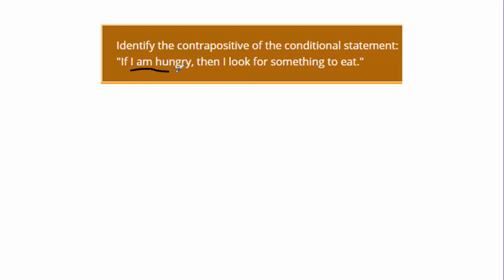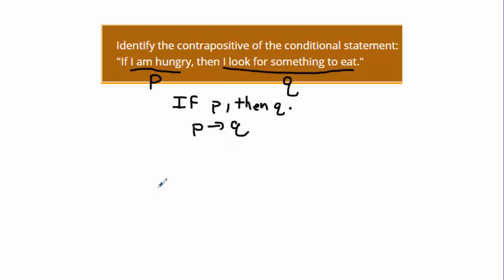So I'm going to identify first the hypothesis, P, that comes after the word if. So if I'm hungry, this is my hypothesis. After the word then is my conclusion. I'll represent that with Q. So I have a conditional of the form if P, then Q. And in notational form, that would be P implies Q.